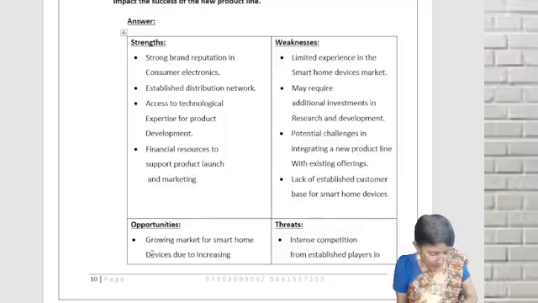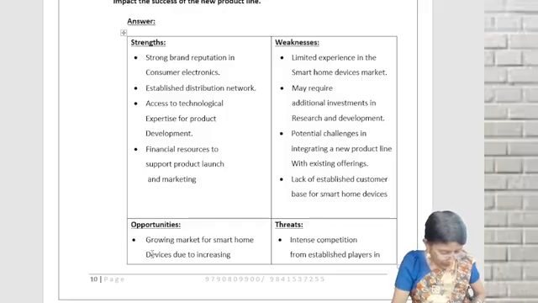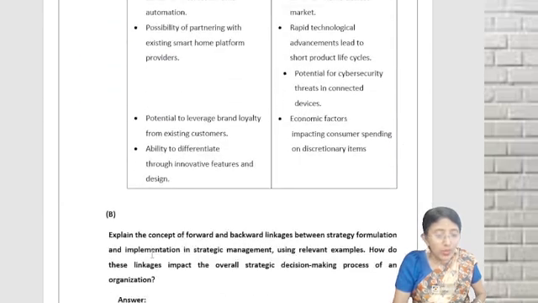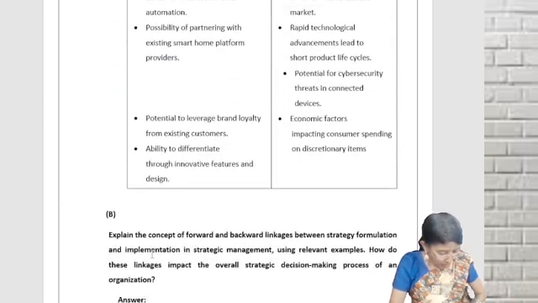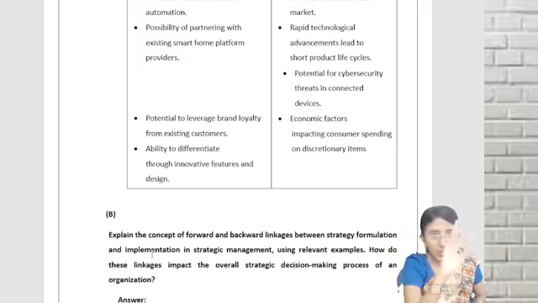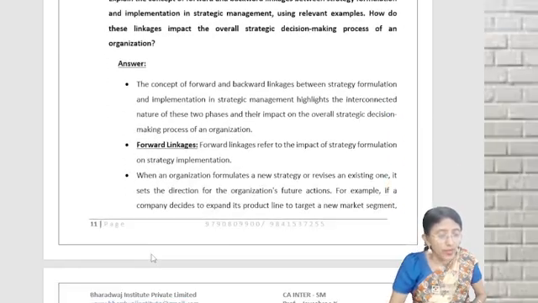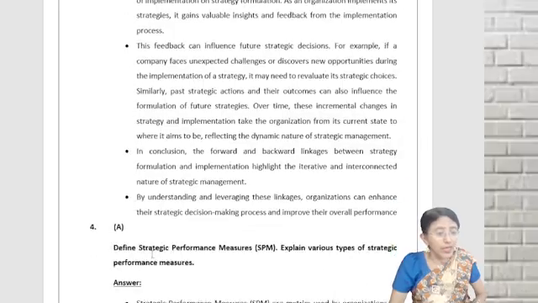Now, we have to see the other question from here. Now this one also, some questions like this. Explain the concept of forward and backward linkages between strategy formulation and implementation. Here, lockstep fashion is questioned, because you go formulation, implementation, lacunae, lapse, again reformulate. So this is a question for which you can take the answer from here itself. Forward linkage, again going backward.